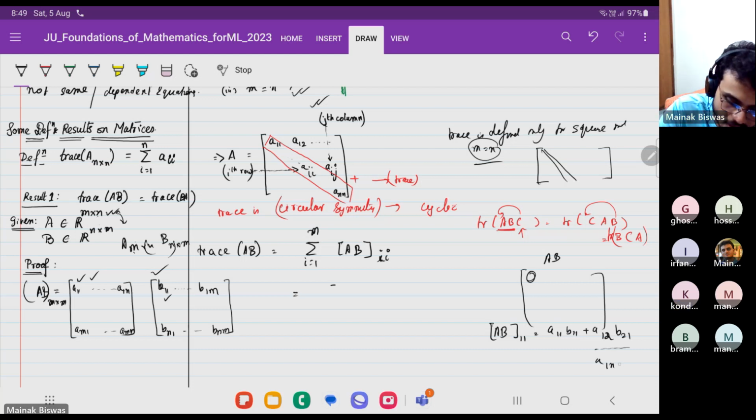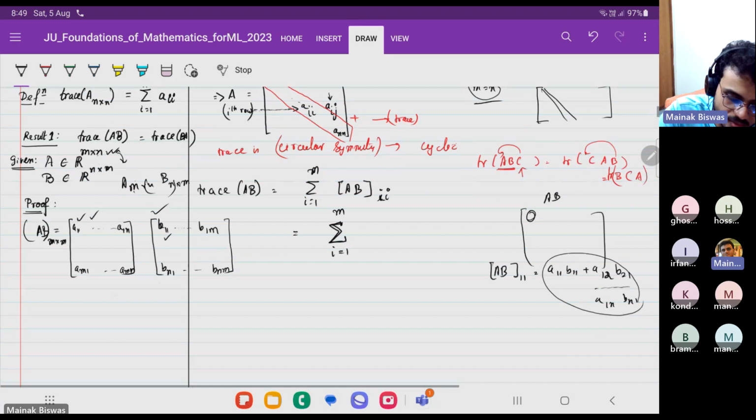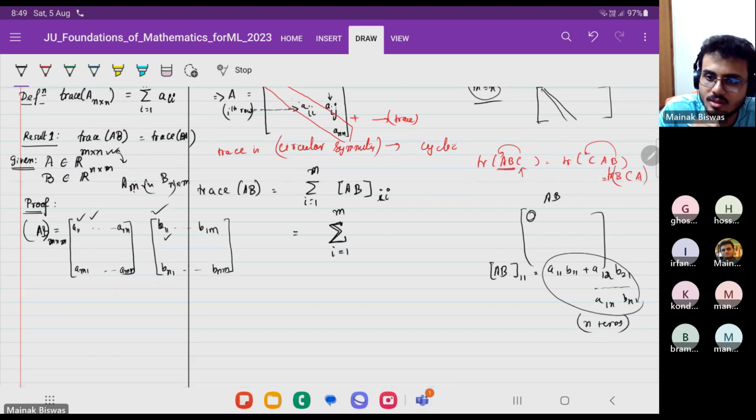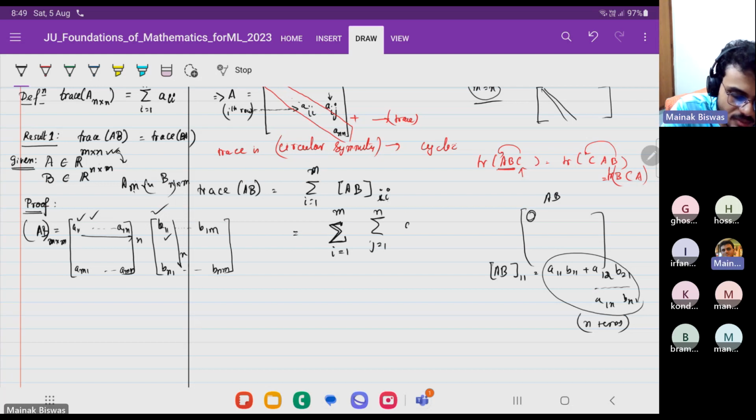Until A1n and Bn1, right? So you will be having this as the summation of i equal to 1 to m and the summation of j equal to 1 to n. Let's see once again: how many terms are there here? N terms, right? So j equal to 1 to n. So the ith element will be aij into bji, as Ritik is telling me.